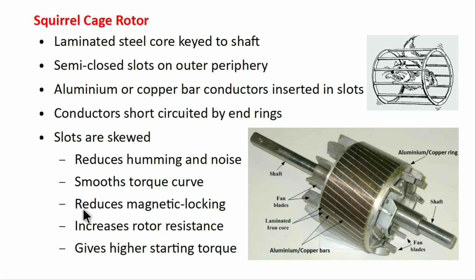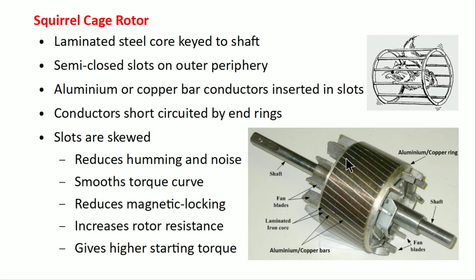Next, the skewing of slots reduces magnetic locking between the stator and rotor core, due to which the motor may refuse to start at the time of starting. And due to the skewing of slots, the length of the rotor conductor also increases, which increases the rotor resistance because that is directly proportional to length, and this also gives the higher starting torque. Comparatively higher starting torque is achieved by skewing of slots.